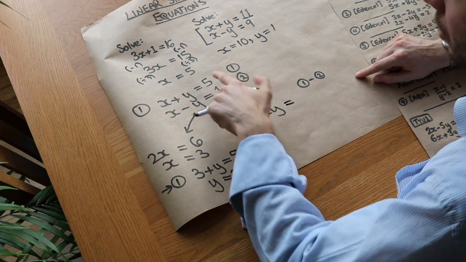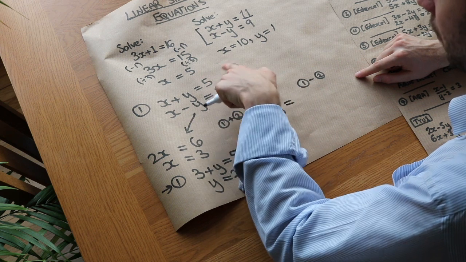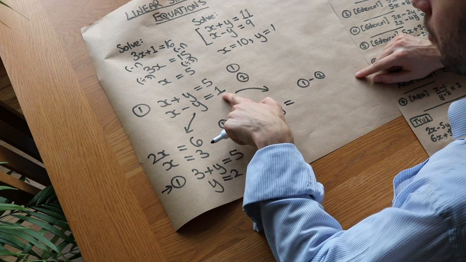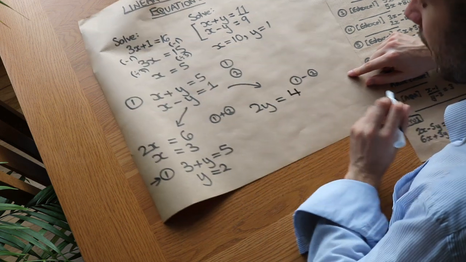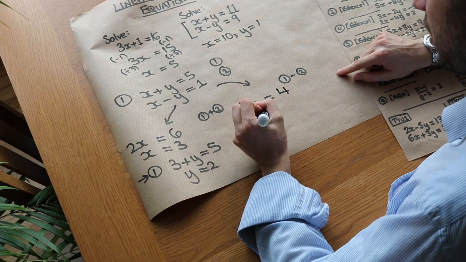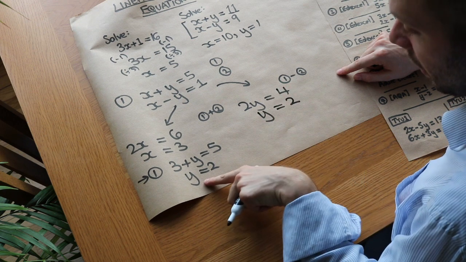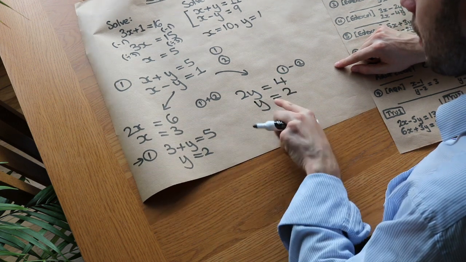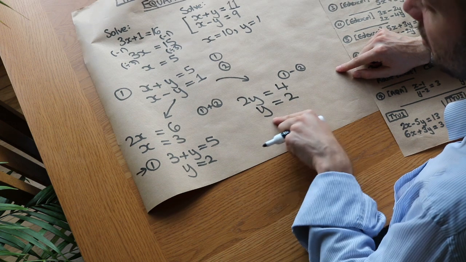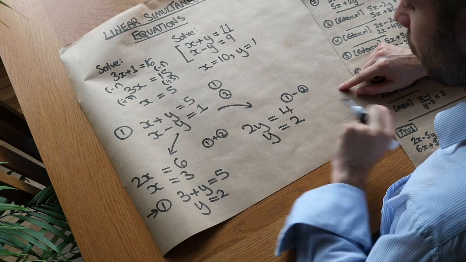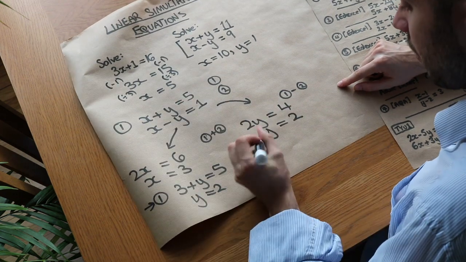And then if we subtract the right hand sides, making sure we're doing the first minus the second, 5 minus 1 is 4. And then we've got 2y is 4, so we just divide both sides by 2, so y is therefore 2, which we can see agrees with this other method. And then, as before, we substitute that back into one of the equations. So let's just choose the first one.